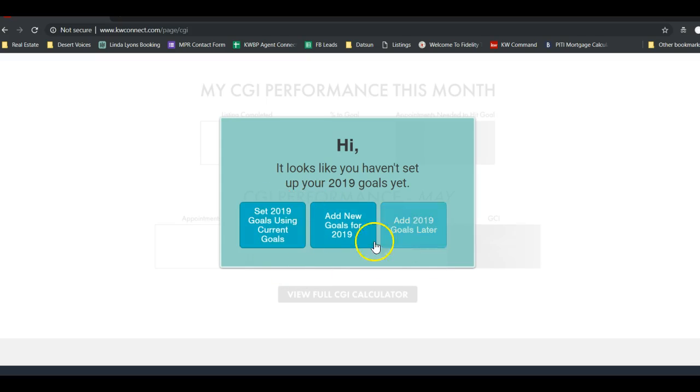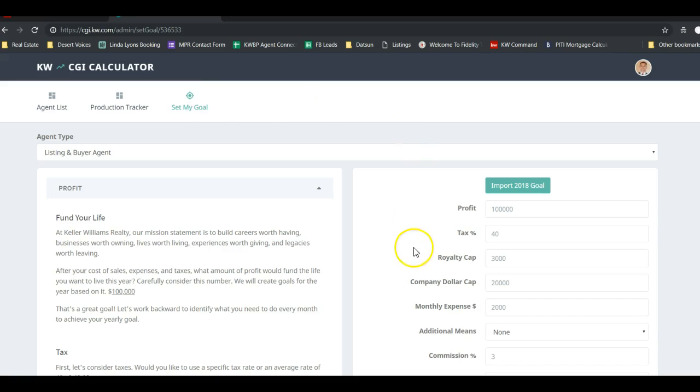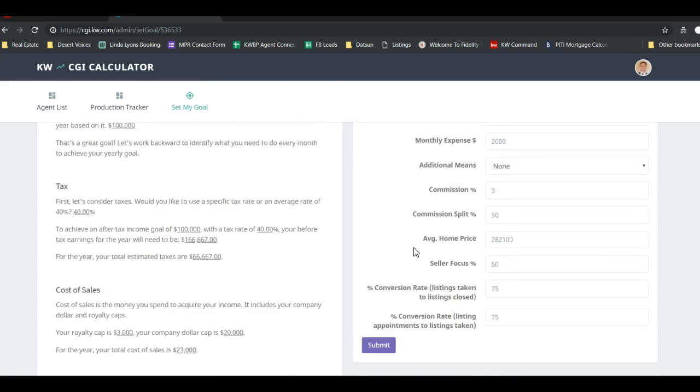So it says you have three choices. If you had goals set up before, you can set up your 2019 using your current goals. You can add brand new goals, or you can do it later. So whichever one we want. I'm just going to start with the add new goals because I think most everybody who hasn't had goals probably doesn't have them from 2018. So we're going to go right here. Here we go. So it takes you here. You do not currently have a goal set. Right up here at the top says set my goal. Pretty straightforward. Right here is where we get into what we're going to set it for.